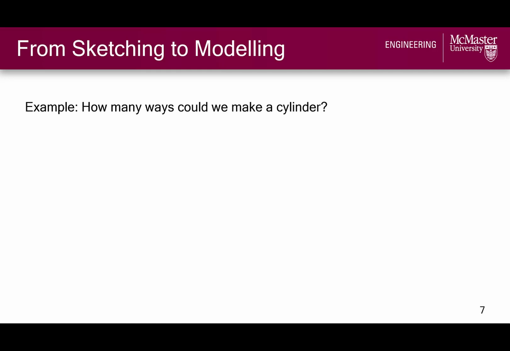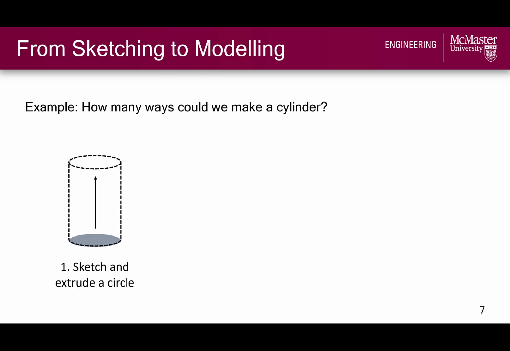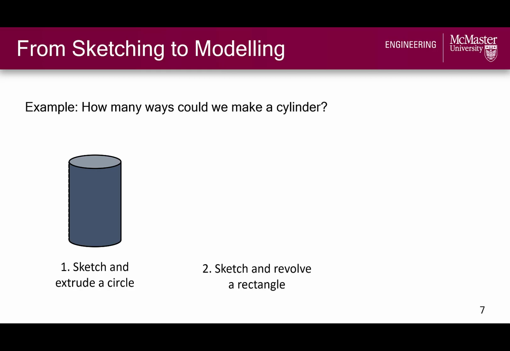So consider modeling a cylinder. Here are 3 possible ways that we could generate a cylinder using this parametric solid modeling framework. In option 1, we could start off by sketching a circle for our 2D profile, and we could simply extrude it upwards to generate a cylinder. Alternatively, for option 2, we could sketch a rectangle as our 2D profile, and we could revolve it around its edge. This would also give us a cylinder.